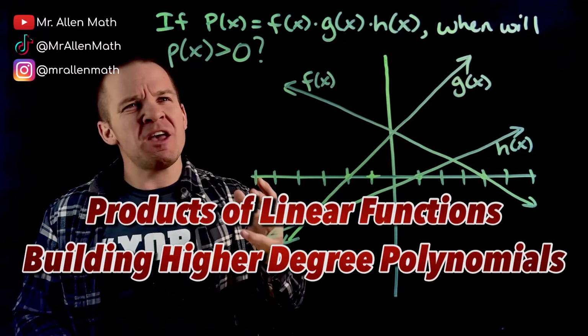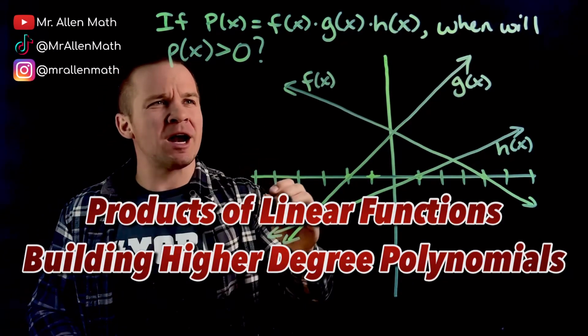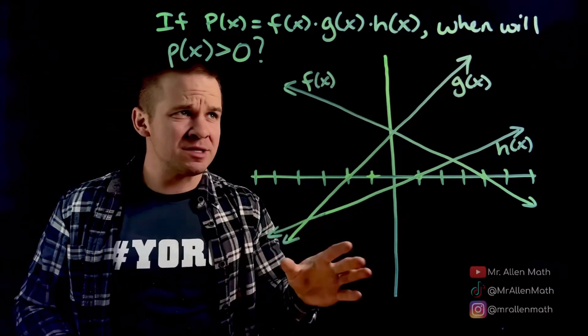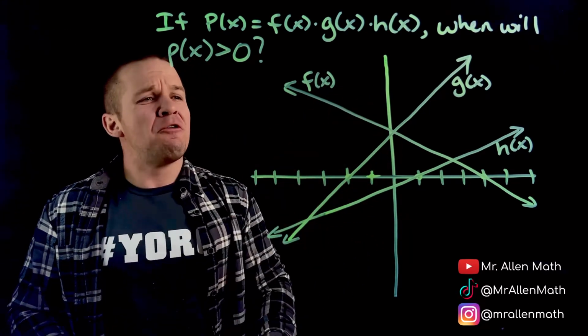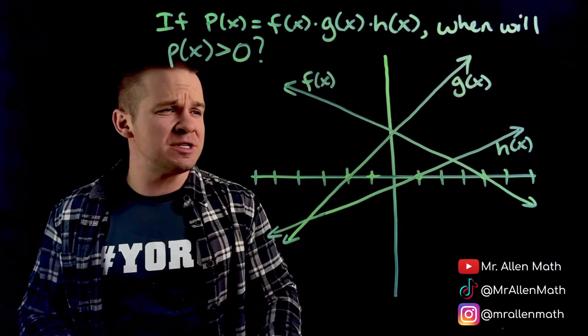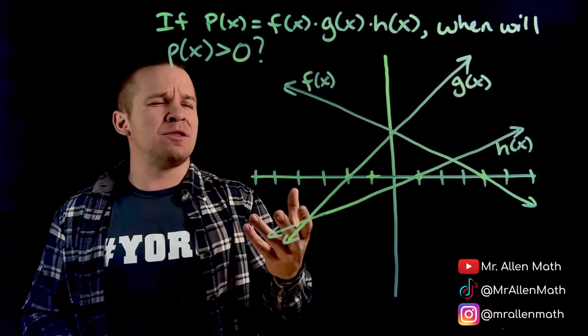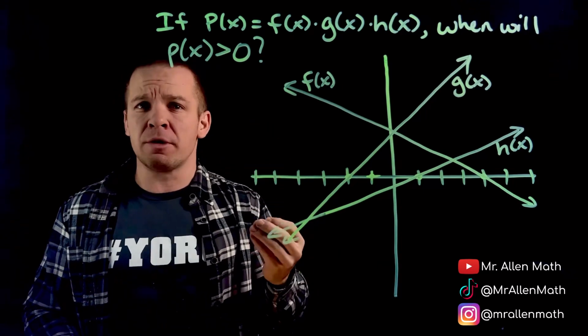Mr. Allen here. So we have, if p of x is equal to the product of these three super dope functions, when will p of x be greater than 0? So we have the graph of these functions right here, these three linear functions, it appears. Now, when will the product of those three be positive, right? Greater than 0 is positive.